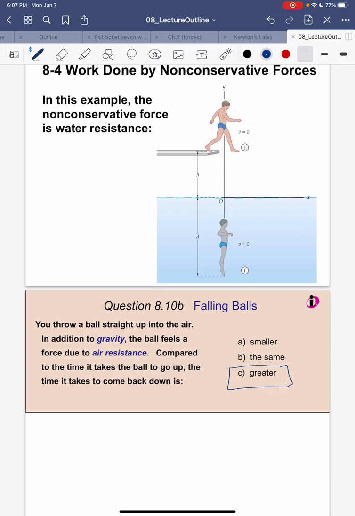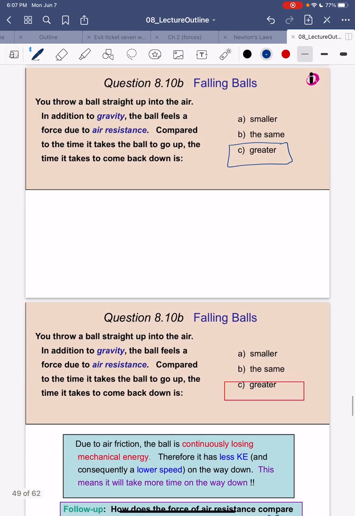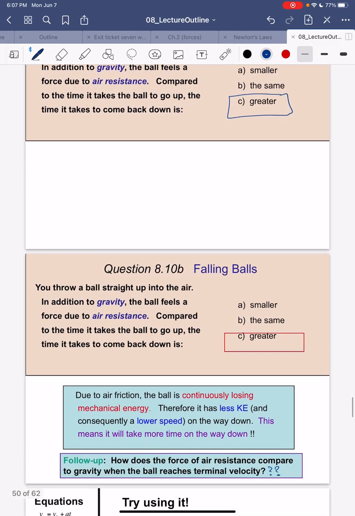Now you throw a ball straight up into the air. In addition to gravity, the ball feels a force due to air resistance. Compared to the time it takes the ball to go up, the time it takes to come back down is going to be greater, because now we are going to have two situations. The friction is going to make the ball continuously lose mechanical energy, and because of that it will have less kinetic energy, which is going to affect the speed, and then it's going to take more time coming down.